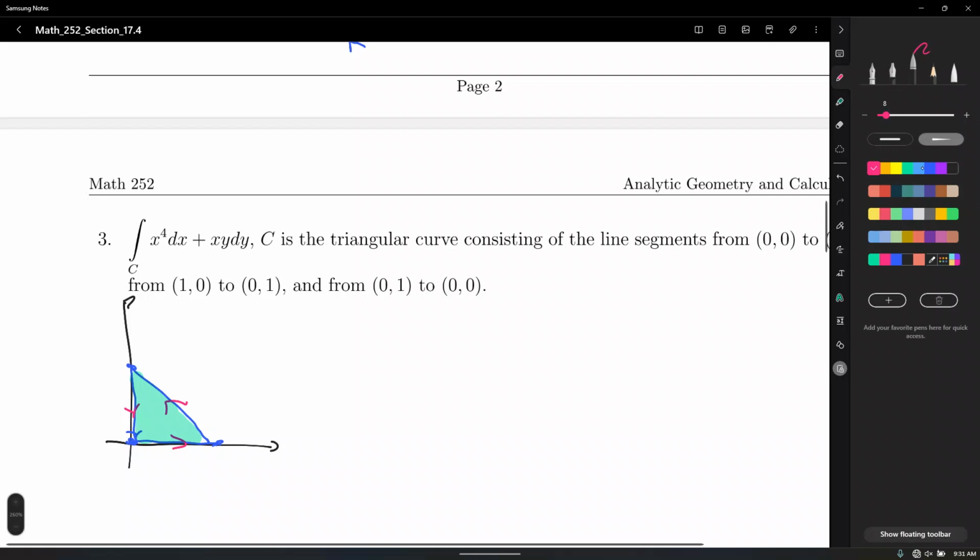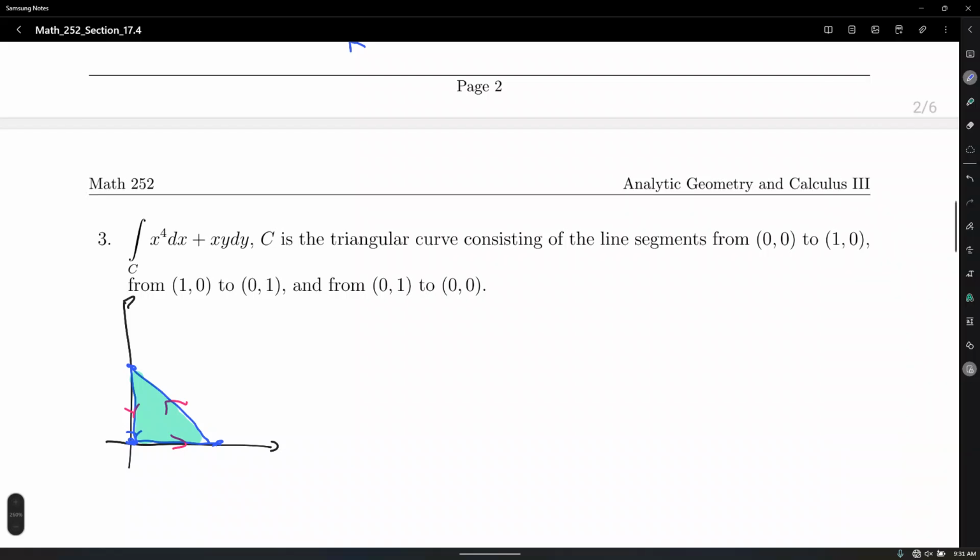Okay, so hold on. What is F in this case? F equals (x to the 4th, xy). All right, that's our vector field. So we will evaluate this integral by evaluating the double integral over the region R of the partial of N with respect to x minus the partial of M with respect to y, dA. Okay, so we will find out about dA, dy dx or dx dy. And in fact, look at that triangular region. It's both vertically simple and horizontally simple.